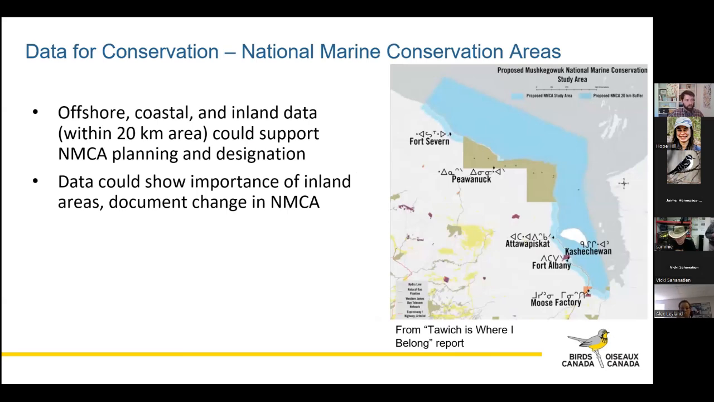So the example of the National Marine Conservation Areas, this is a map from the To Which Is Where I Belong report that shows the proposed boundary of the National Marine Conservation Area. And so having both offshore data, but also inland data to support having a boundary that protects the coast could be really useful. And so thinking of species of interest or areas of interest to study, this monitoring data could help bring that 20-kilometer boundary inland.